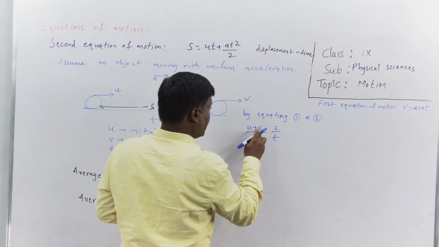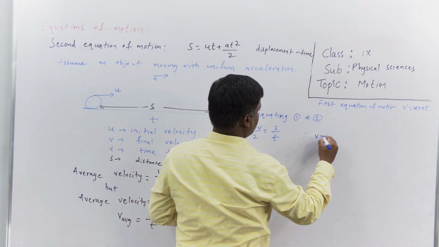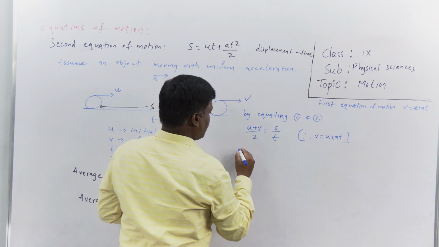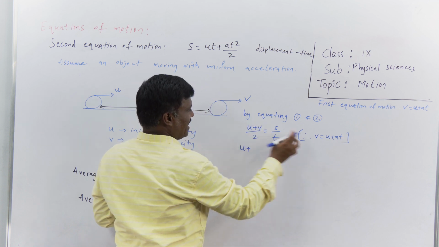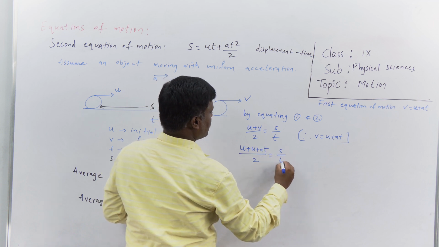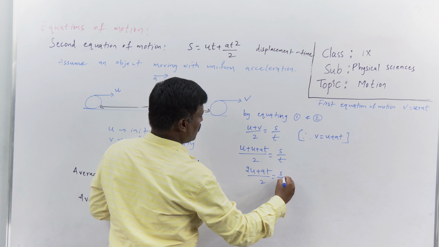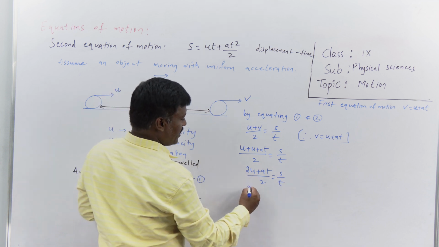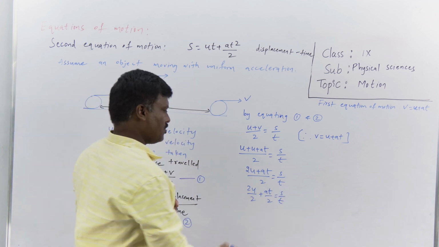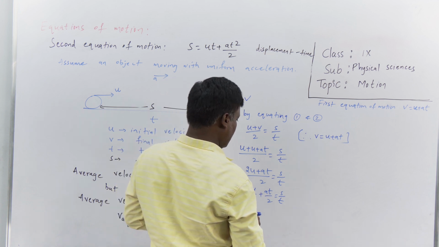Now, what is the v value? v is equal to u plus at. Since we know from the first equation of motion that v is equal to u plus at, we are going to substitute this value. u is as it is, and in place of v we write u plus at, so u plus u plus at by 2 is equal to s by t. U plus u is 2u, so 2u plus at by 2 is equal to s by t. This can be written as 2u by 2 plus at by 2 is equal to s by t. Now the 2 gets cancelled.